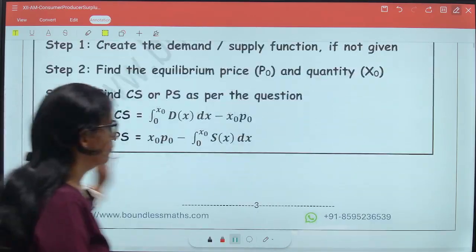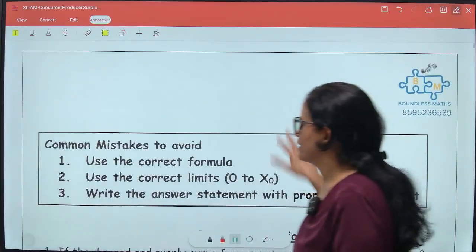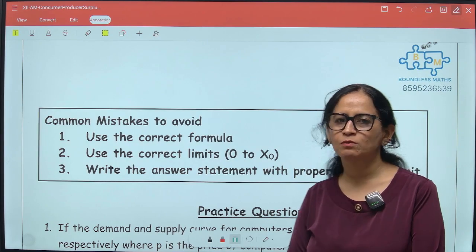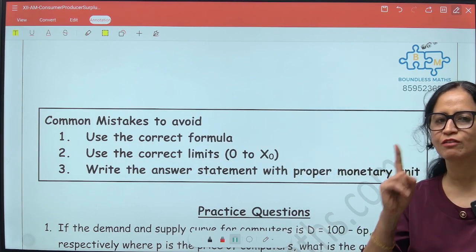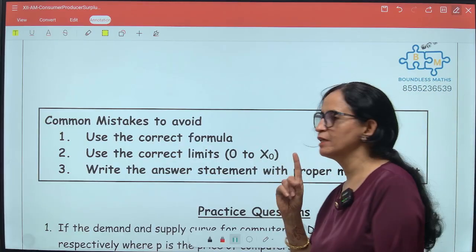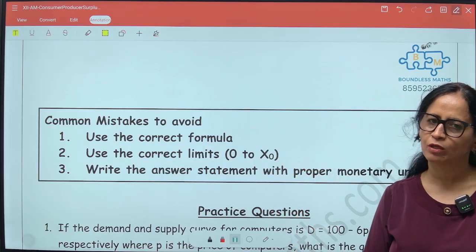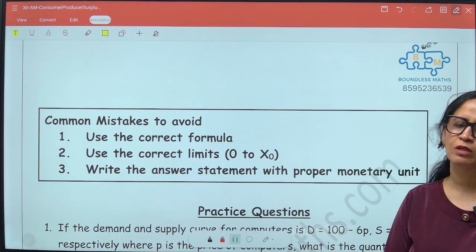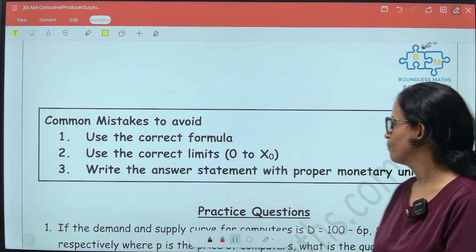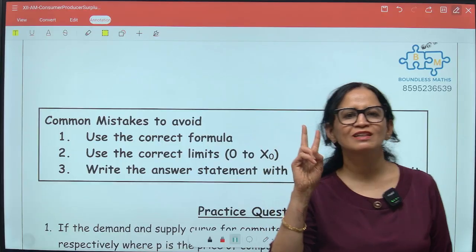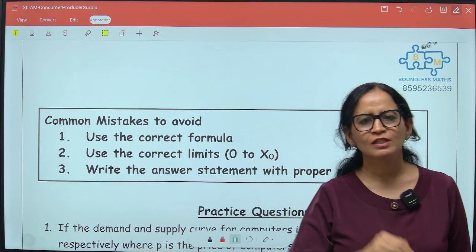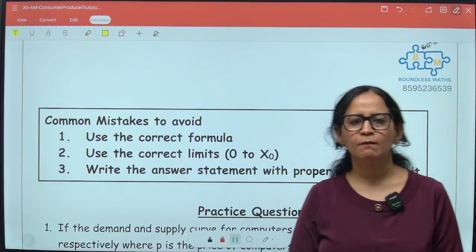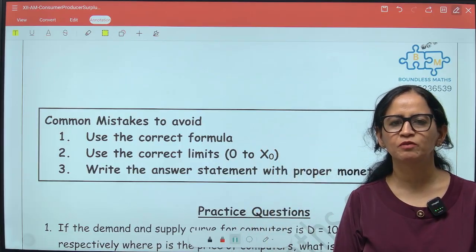Now the 3 common mistakes that you can avoid while solving questions on consumer producer surplus is: number 1, use the correct formula. Consumer surplus is the integral of the demand function minus x naught p naught, and producer surplus is the product of p naught x naught minus the integral of the supply function. Second common mistake, use the correct limits. From 0 to x naught, that is the equilibrium quantity, not the equilibrium price. And number 3, write the answer statement with proper units.